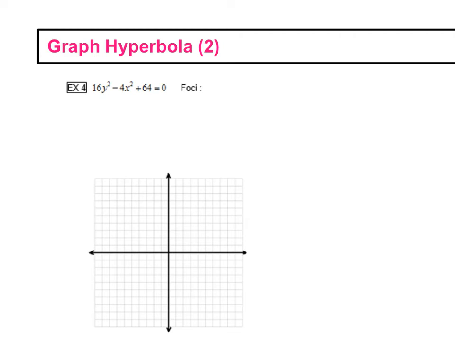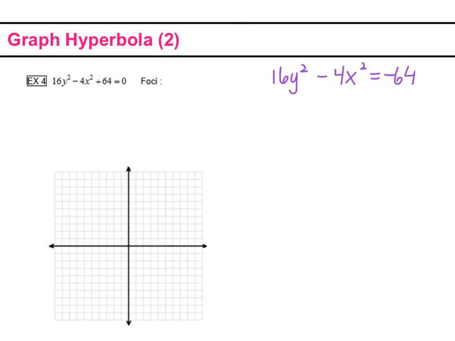All right, here's our last video for the chapter. Looking at the equation, we can tell we have to get that 64 to the other side first. So we can go ahead and do our work off on the side. 16y squared minus 4x squared equals a negative 64. And then we notice that this equation does not equal 1 like we need it to, so we divide everything by that negative 64.